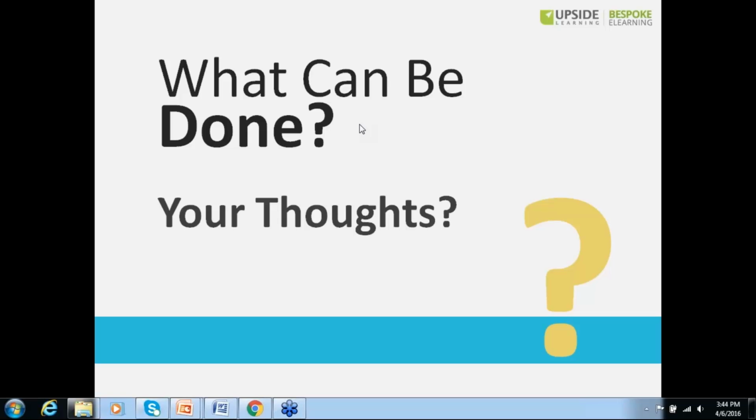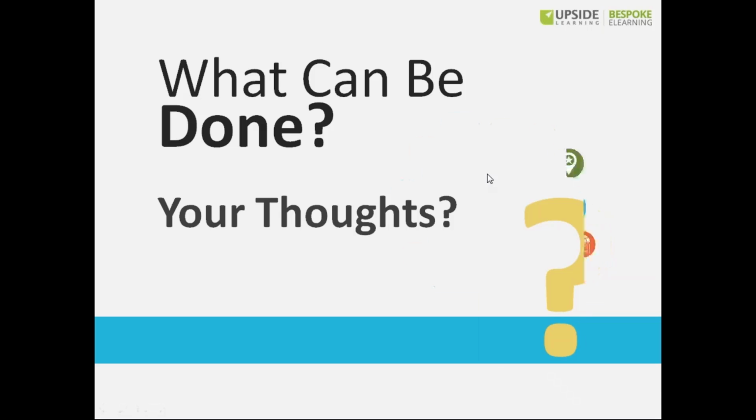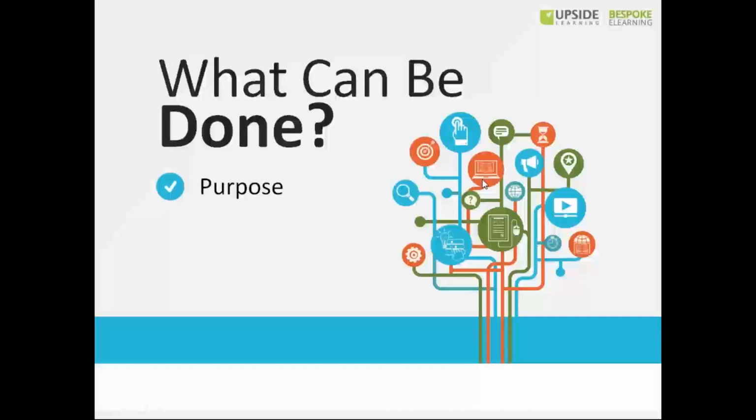Let's see what we have lined up for you. Hopefully there is a little bit of overlap with what you've been already thinking, and we can add a little bit to that. So there are three things that we're going to really look at today: purpose, motivation, and interactivity. And let's jump straight away into the first one, which is the purpose of your course.